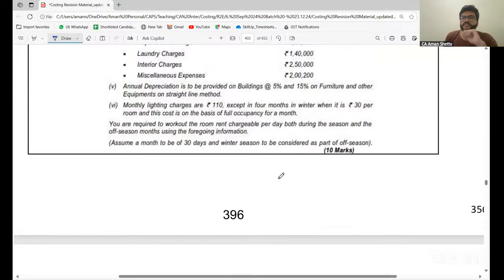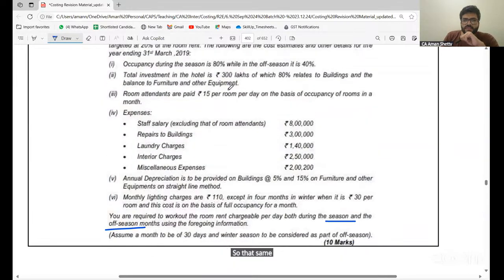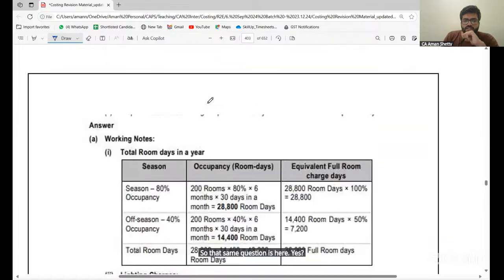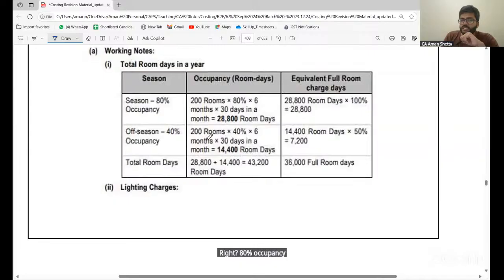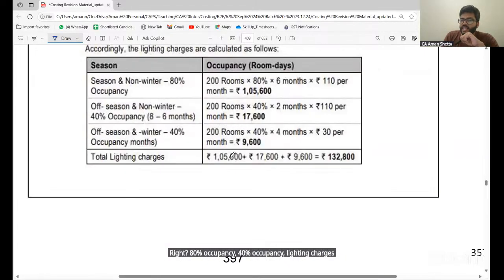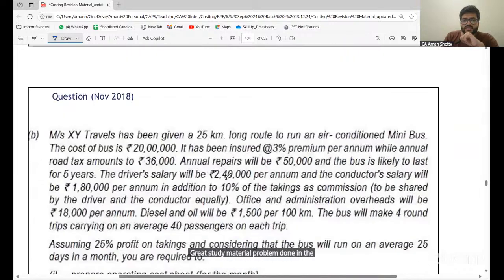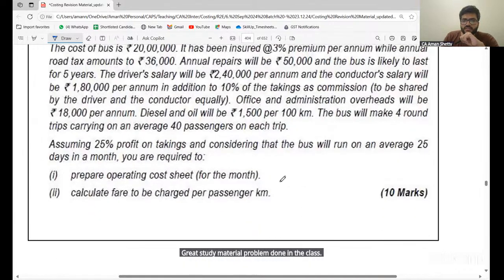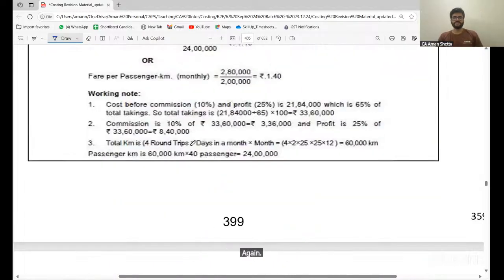The season and off season NPV problem was done in the class. I have given the working note, so that same question is here. Season and off season, right? 80% occupancy, 40% occupancy, lighting charges which are different. Same problem this is. Study material problem done in the class. Again, it's simple.